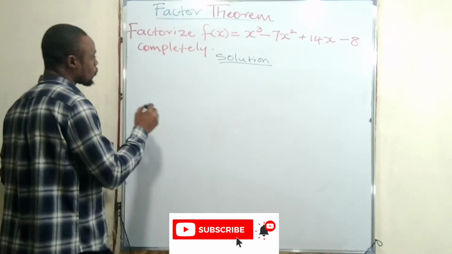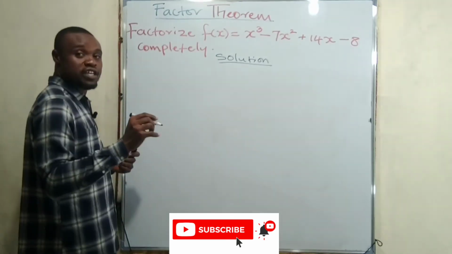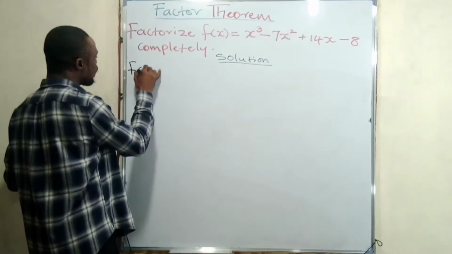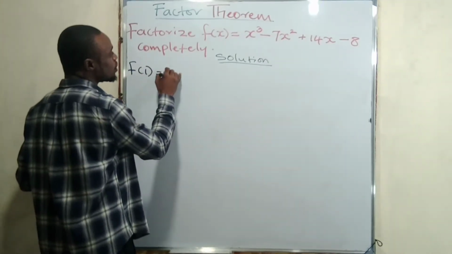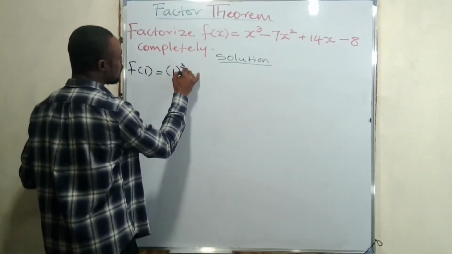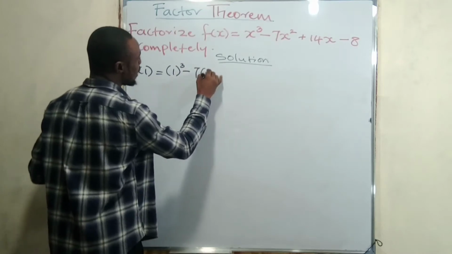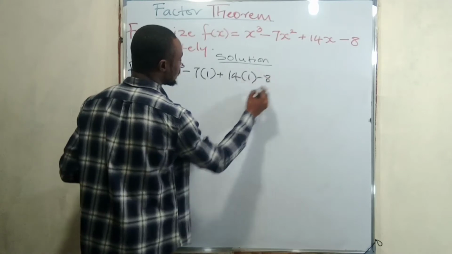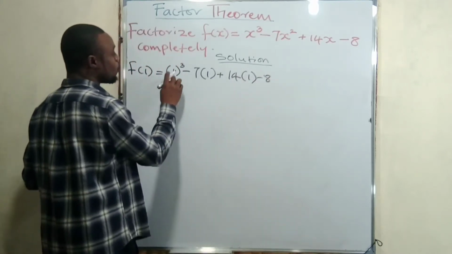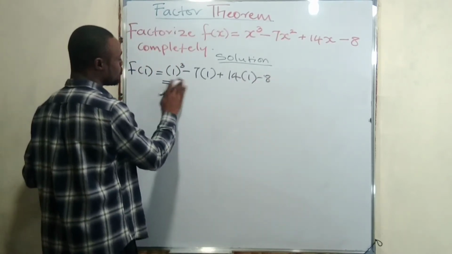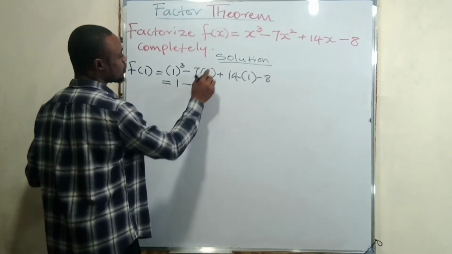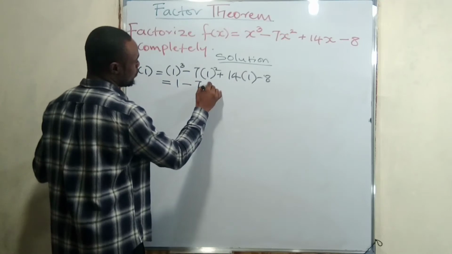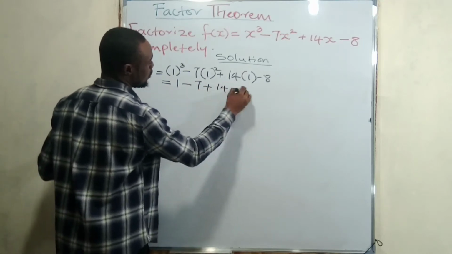So I want to fix 1 into the expression. Let's see what we're going to get. So f of 1 is now equal to what? Open bracket 1 raised to the power of 3 minus 7 open bracket 1 squared plus 14 open bracket 1 minus 8. Now 1 raised to the power of 3 is 1, minus 7 times 1 squared, which is 7, plus 1 times 14 is 14, minus 8.